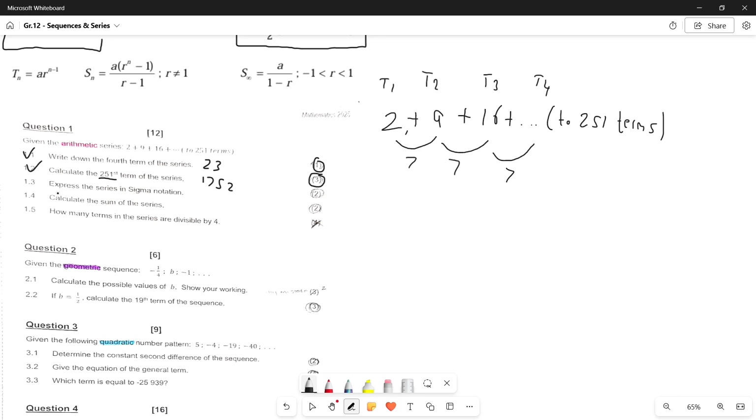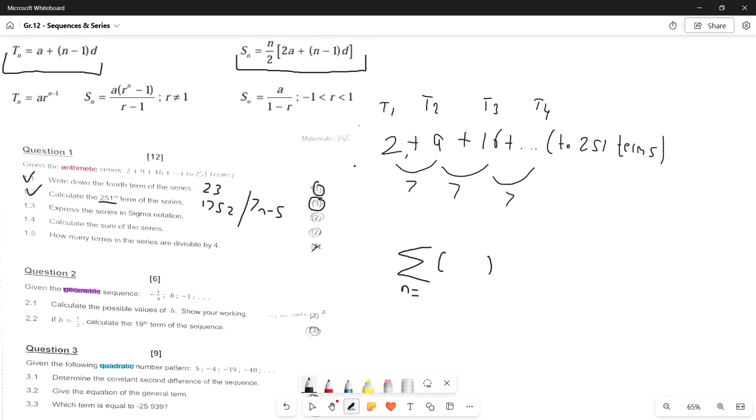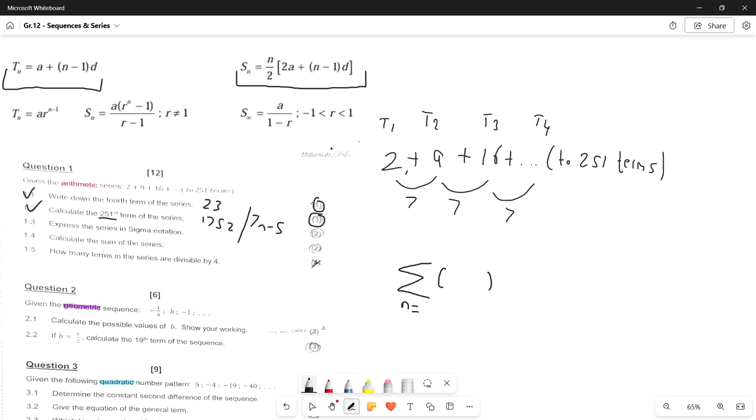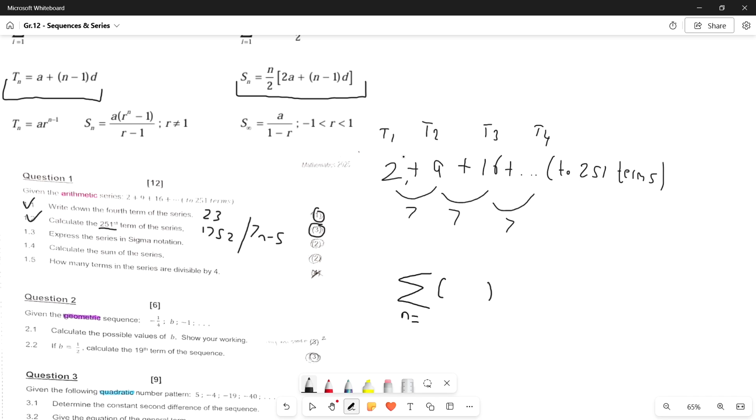And then for 1.3, it says express the series in sigma notation for 2 marks. So sigma notation is this guy, this backwards E looking symbol, where we have a couple of things, because what we need is the first value that we are putting into the equation, the last value of the equation, as well as the sequence of the equation. Sigma just means adding up all the numbers.